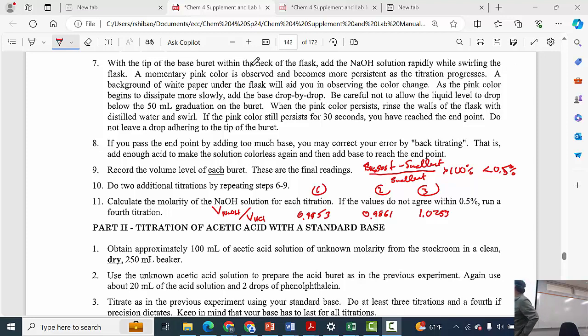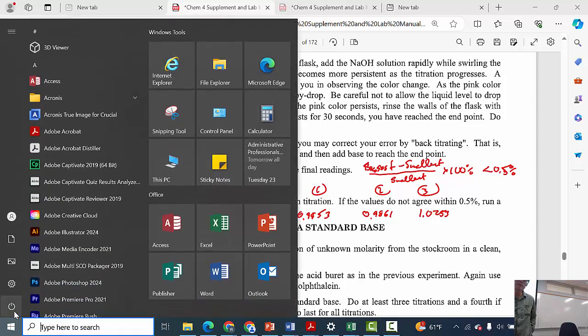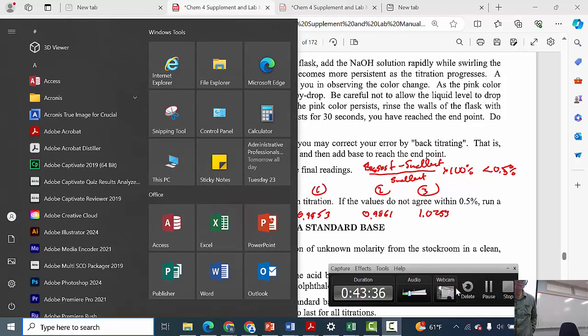Okay, any other questions? This is going to be an individual lab, so everybody's going to get practice doing titration. So you're going to go over to the stockroom, bring your Florence flask and beaker, 250 milliliter, and they'll give you the equipment.